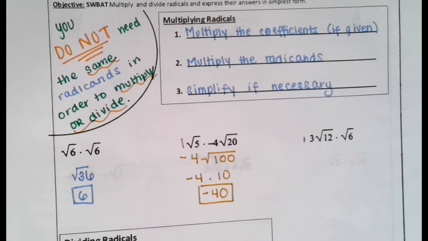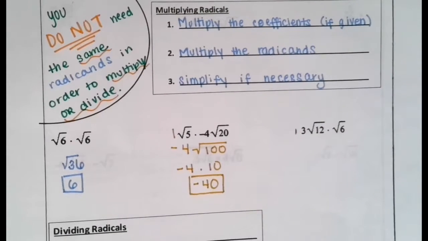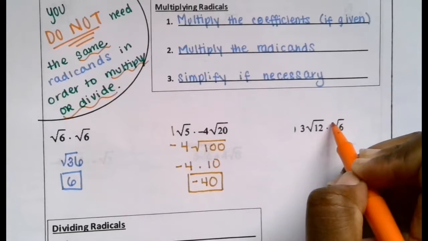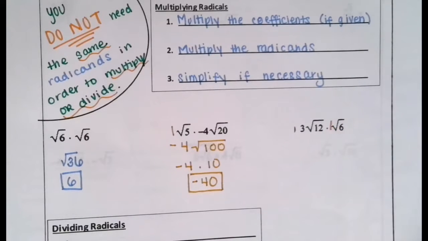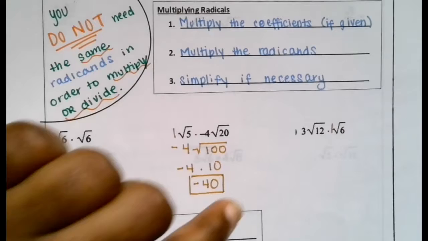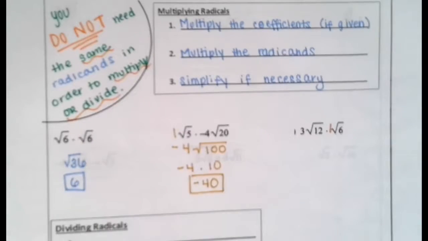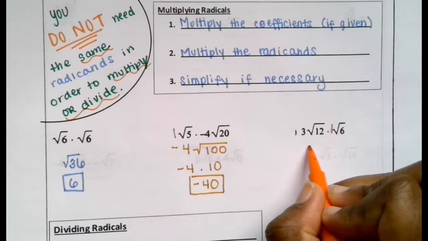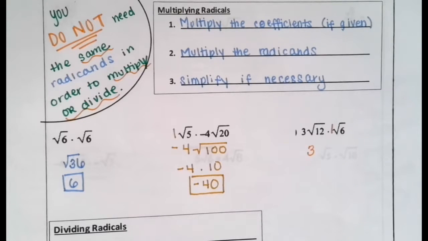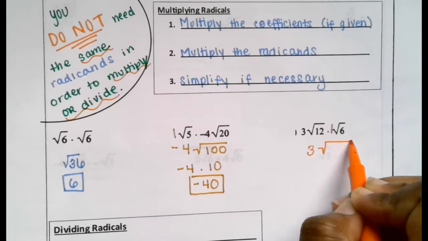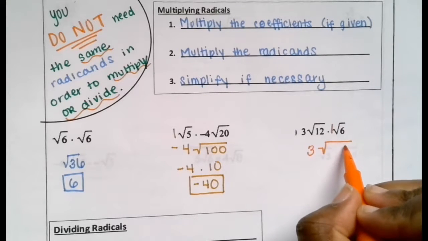And I see I have 3 root 12 multiplied by root 6. That dot there in front of the paper is just a printing error. So again, root 6 doesn't have a coefficient, so I can place an imaginary 1. And I'm going to multiply my coefficients of 3 times 1, which gives me a value of 3. And then I will multiply my radicands. So root 12 multiplied by root 6 gives me root 72.